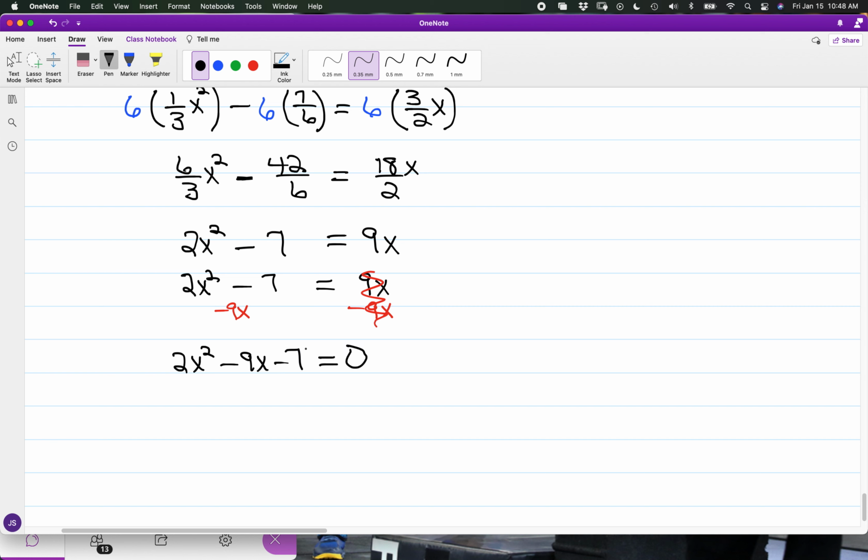And for this particular setup, again, we have a quadratic equation where the trinomial cannot be factored into integer coefficients. So in terms of determining the solution, we can revert to the use of the quadratic formula. So a is equal to 2, b is equal to negative 9, and c is equal to negative 7.